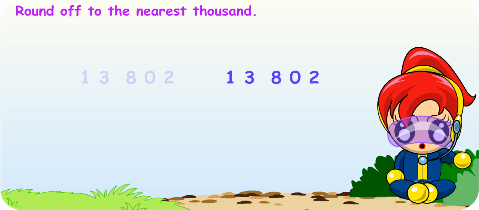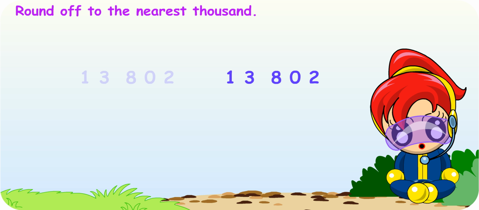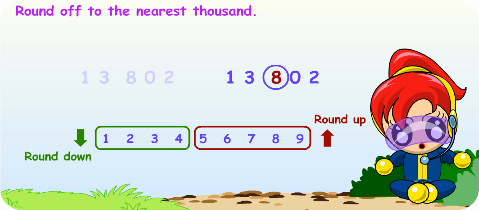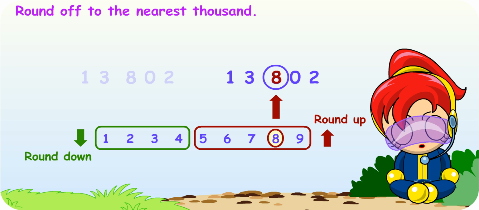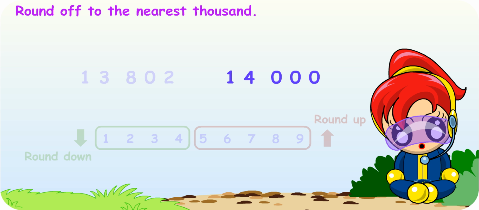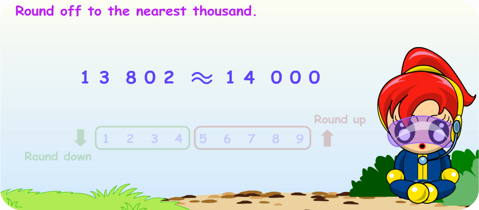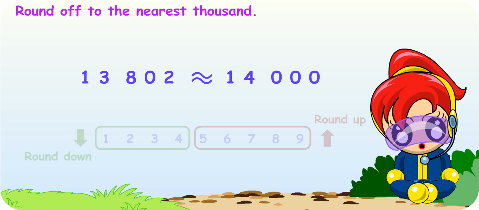In 13,802, the digit in the hundreds place is 8. Since it is more than 5, I round the number up by adding 1 to the digit 3. Thus, 13,802 is rounded off to 14,000. Well done, Turbo Girl!